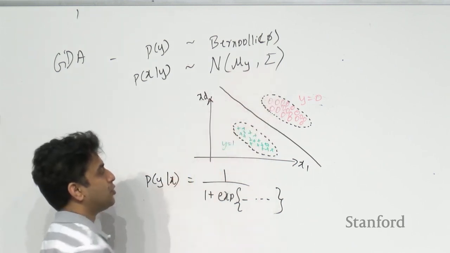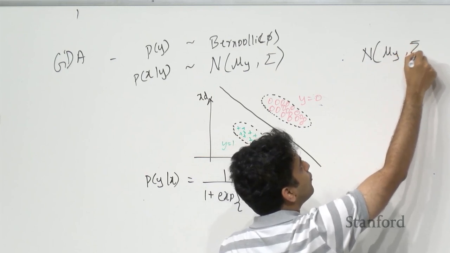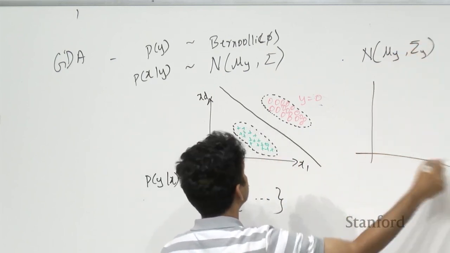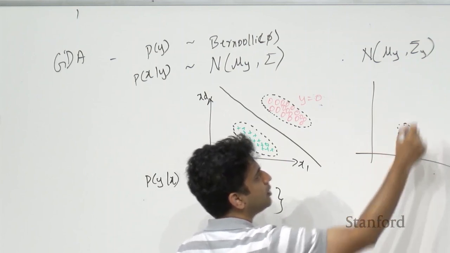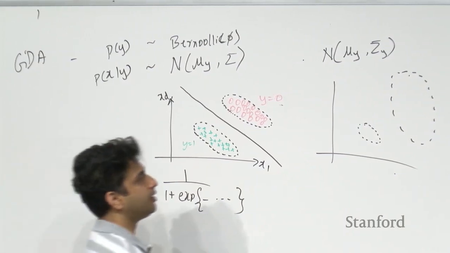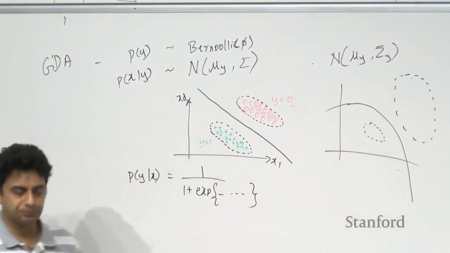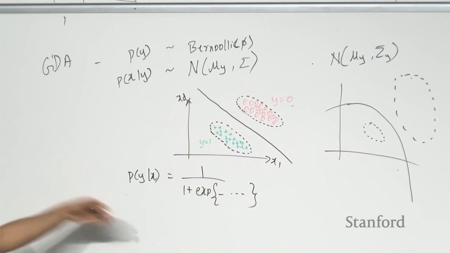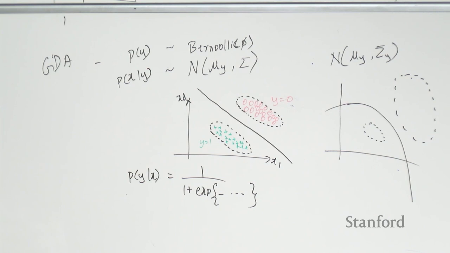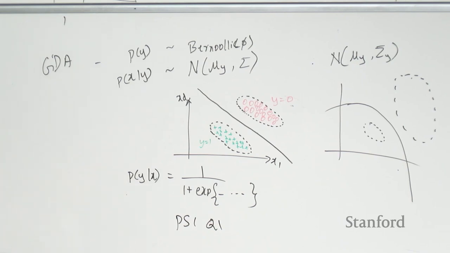Now, if the equal covariance assumption is not met, so instead we had a normal with a mean corresponding to the class and also a covariance corresponding to the class, then we would have one covariance that looks like this, another that looks like this. The set of all points that get equal likelihood under both classes wouldn't be a straight line anymore. It would be a quadratic. So that's GDA. The posterior of GDA takes on a logistic regression form. You saw that in PS1 Q1. We also briefly discussed the cases when you want to use logistic regression directly, and the cases when you want to use GDA.